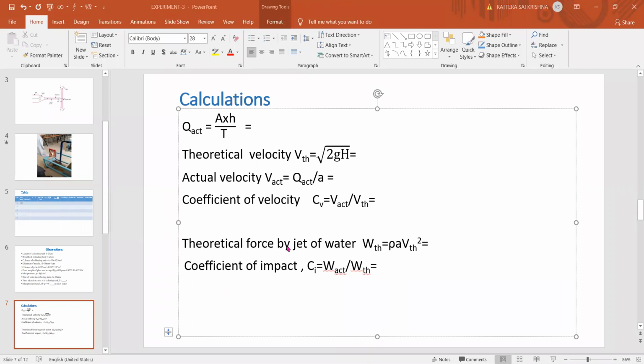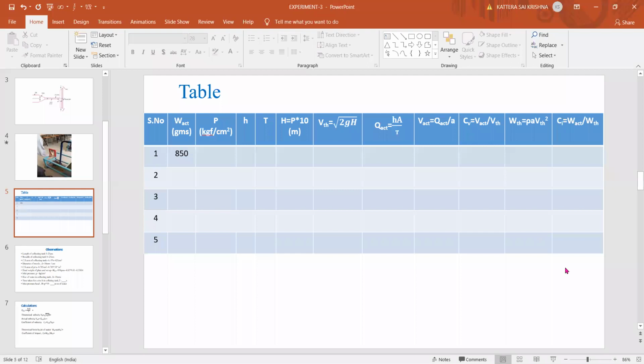Next, theoretical force by jet of water, that is W theoretical equals rho A V theoretical square. At last we have coefficient of impact CI equal to W actual by W theoretical. Okay, so now I'm going to show you the tabular column. So we are going to calculate the remaining things.